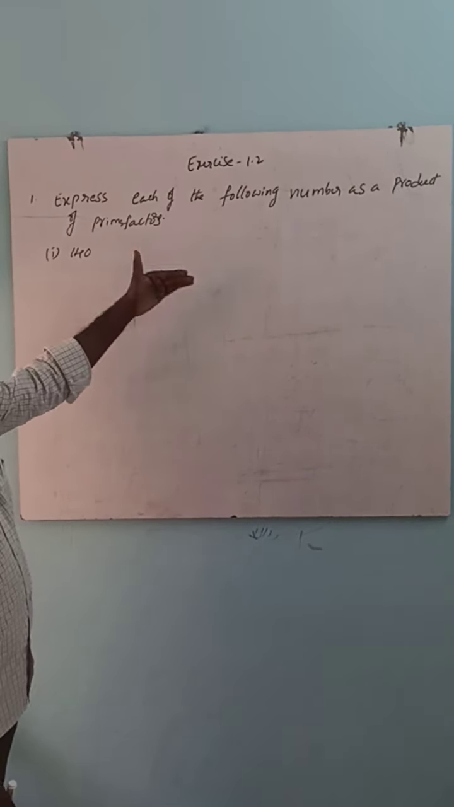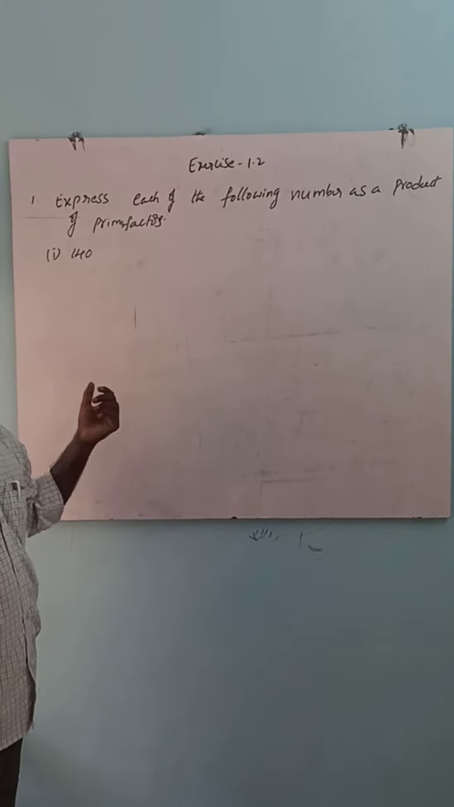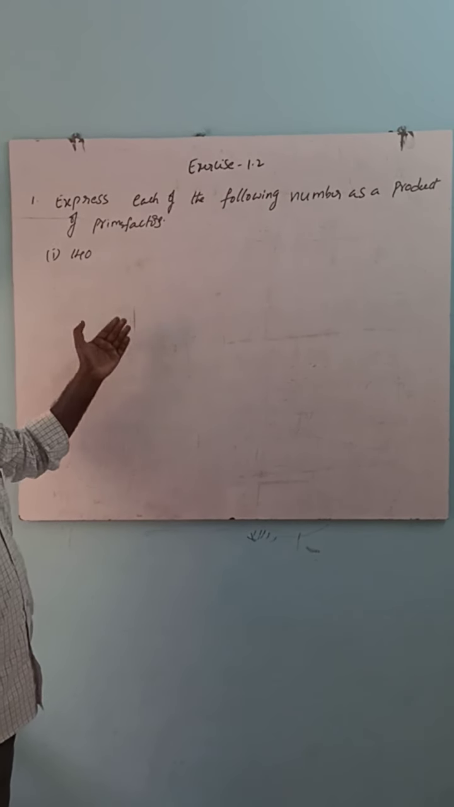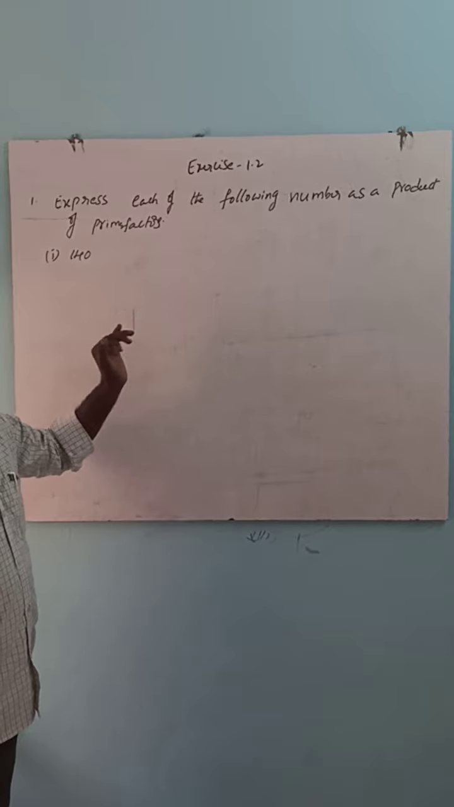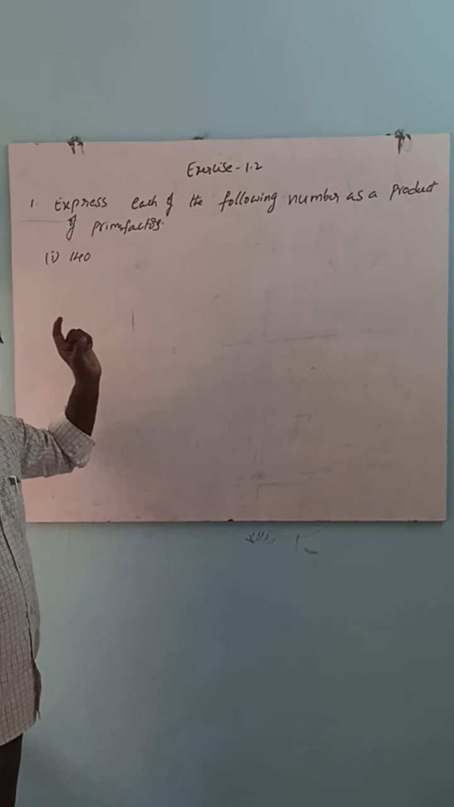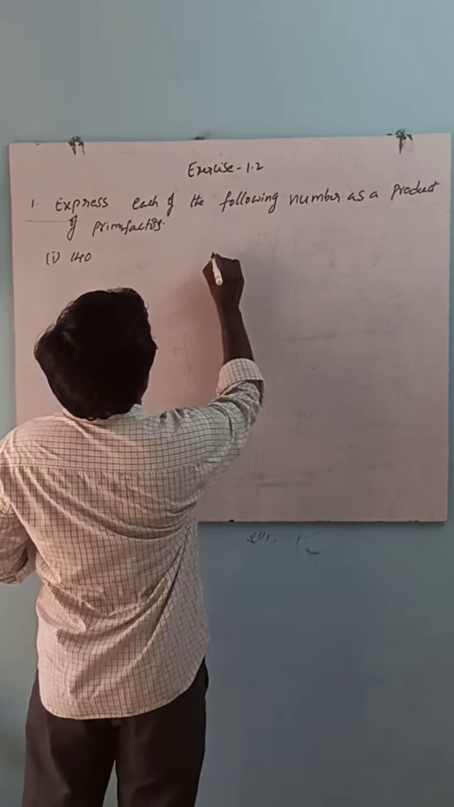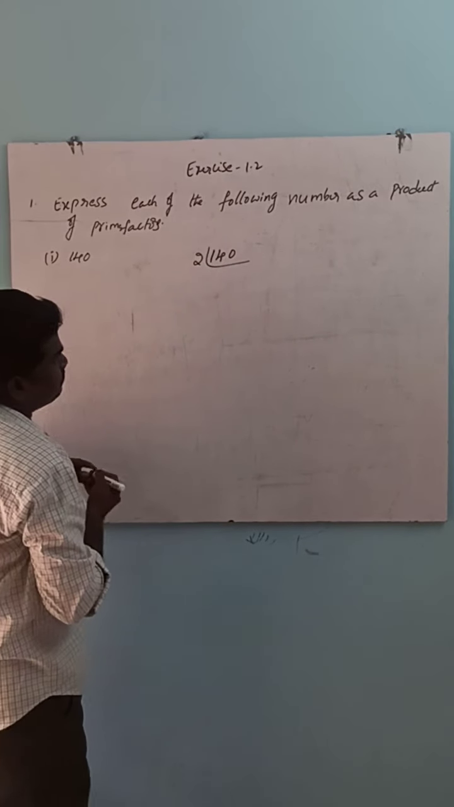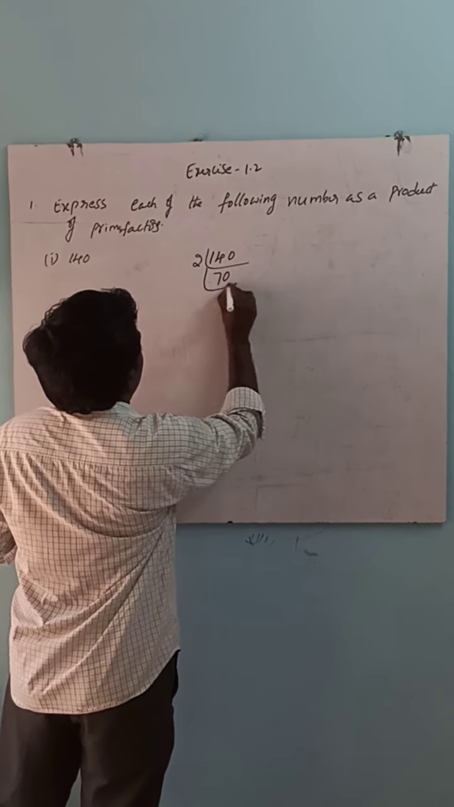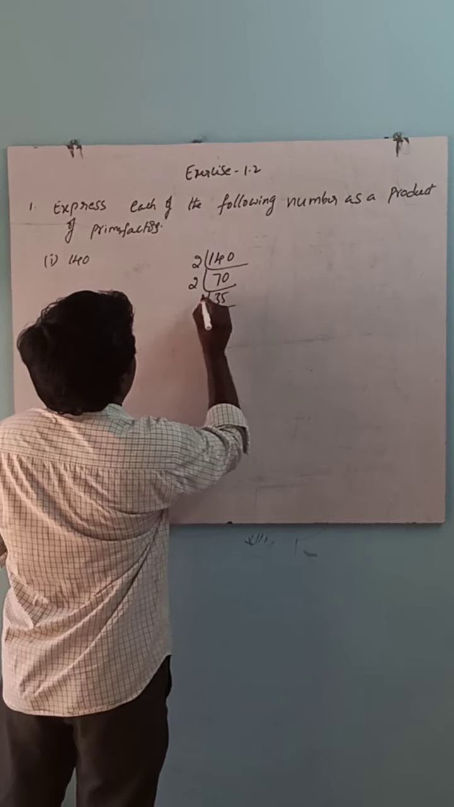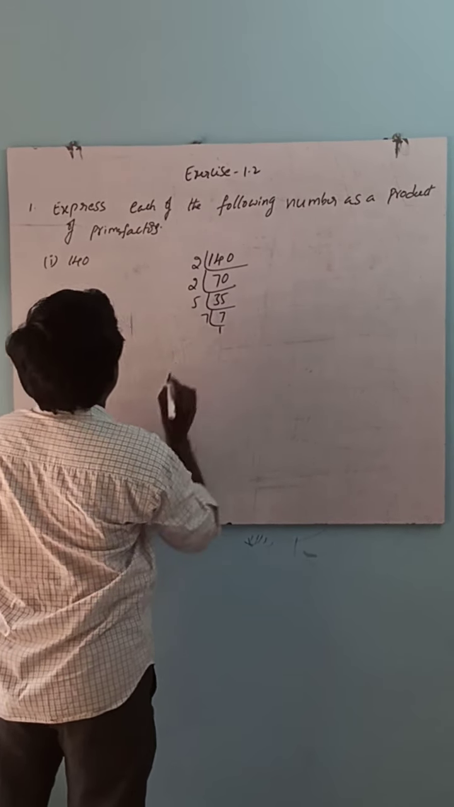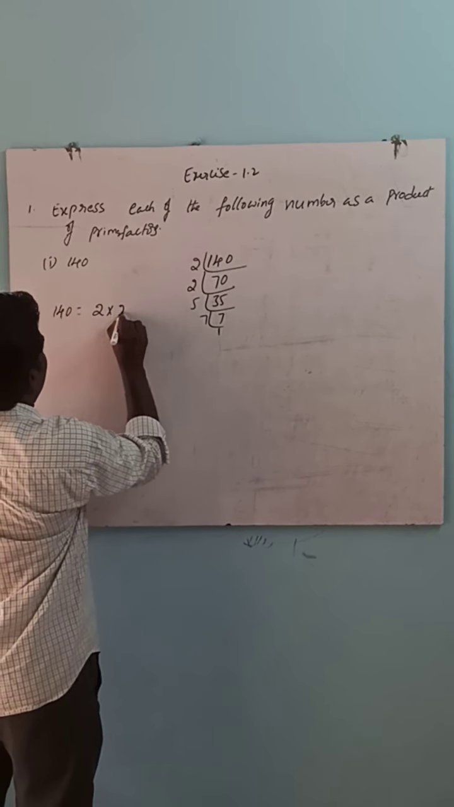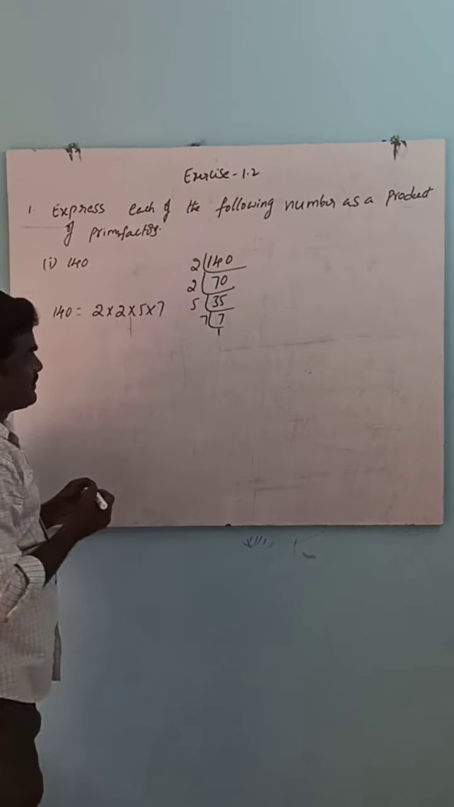Okay, so how can we write a number as a product of prime factors? By using the prime factorization method. There are two methods: one is the division method, another is the tree method. Okay, division method. The number 140 we can divide with the least prime number, that is 2: 2 into 70, 2 into 35, next 5 into 7, next 7 into 1. So 140 is equal to the product of divisors 2 into 2 into 5 into 7.